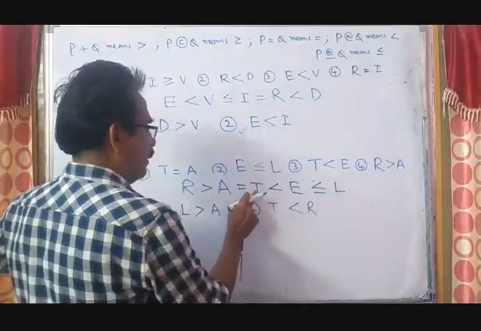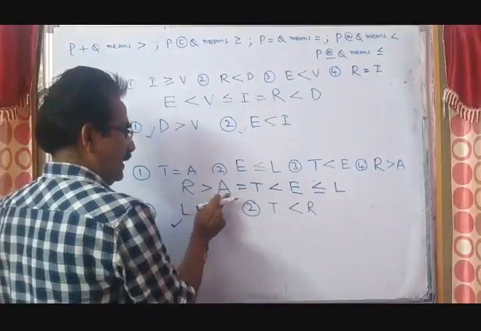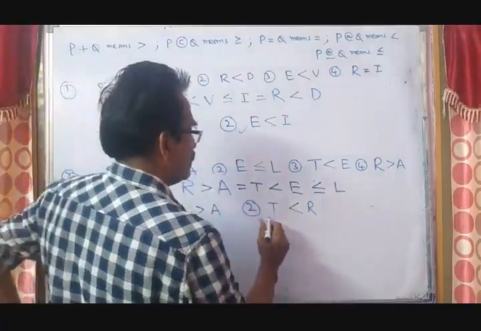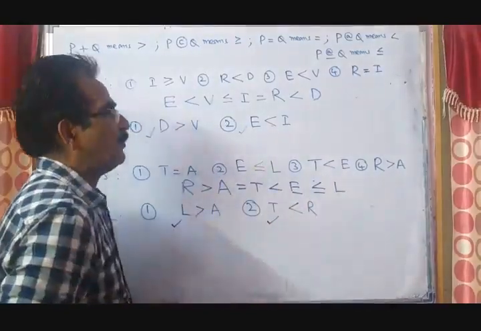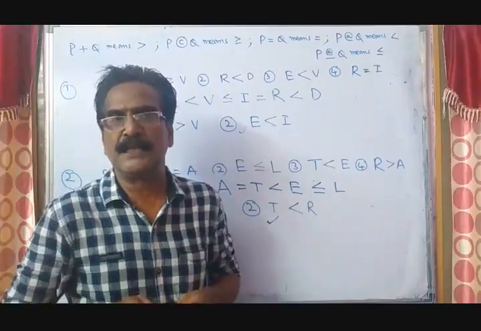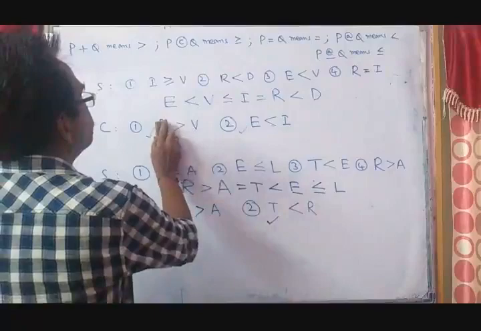T less than R. T is equal to A, and A less than R. So T is also less than R. The second conclusion is also followed. So in these two problems, both the conclusions are followed. Now let us take up the third problem.